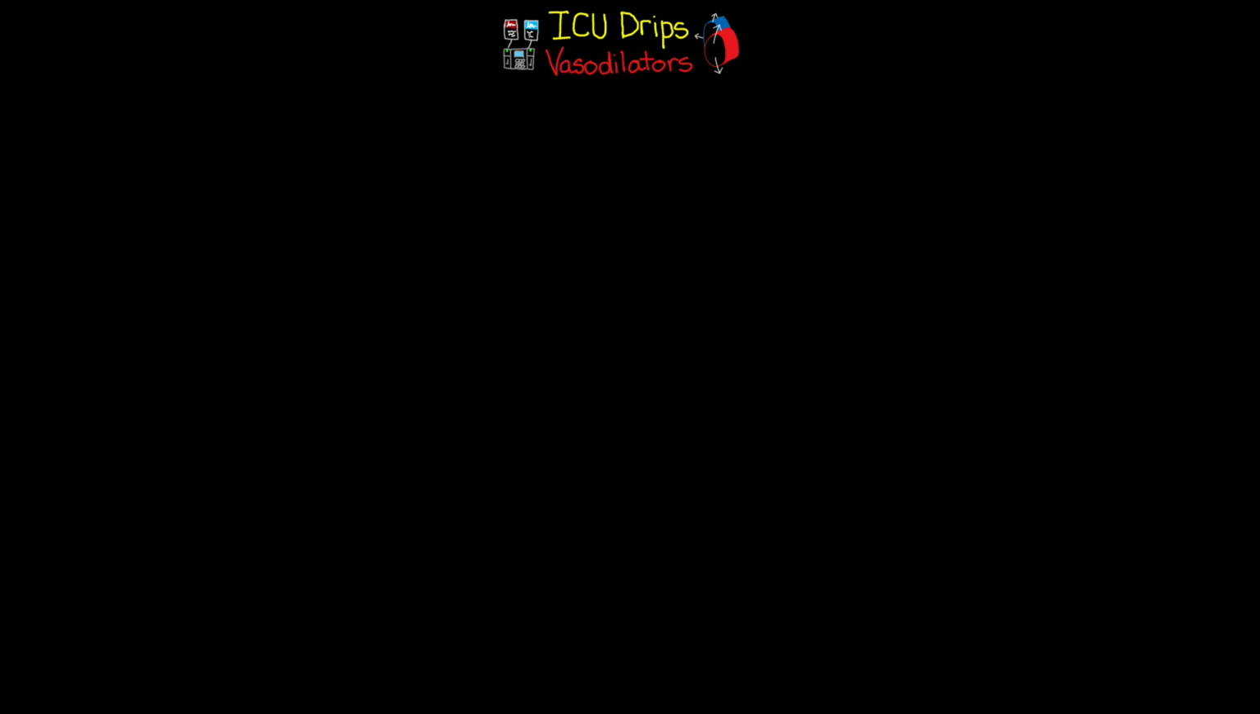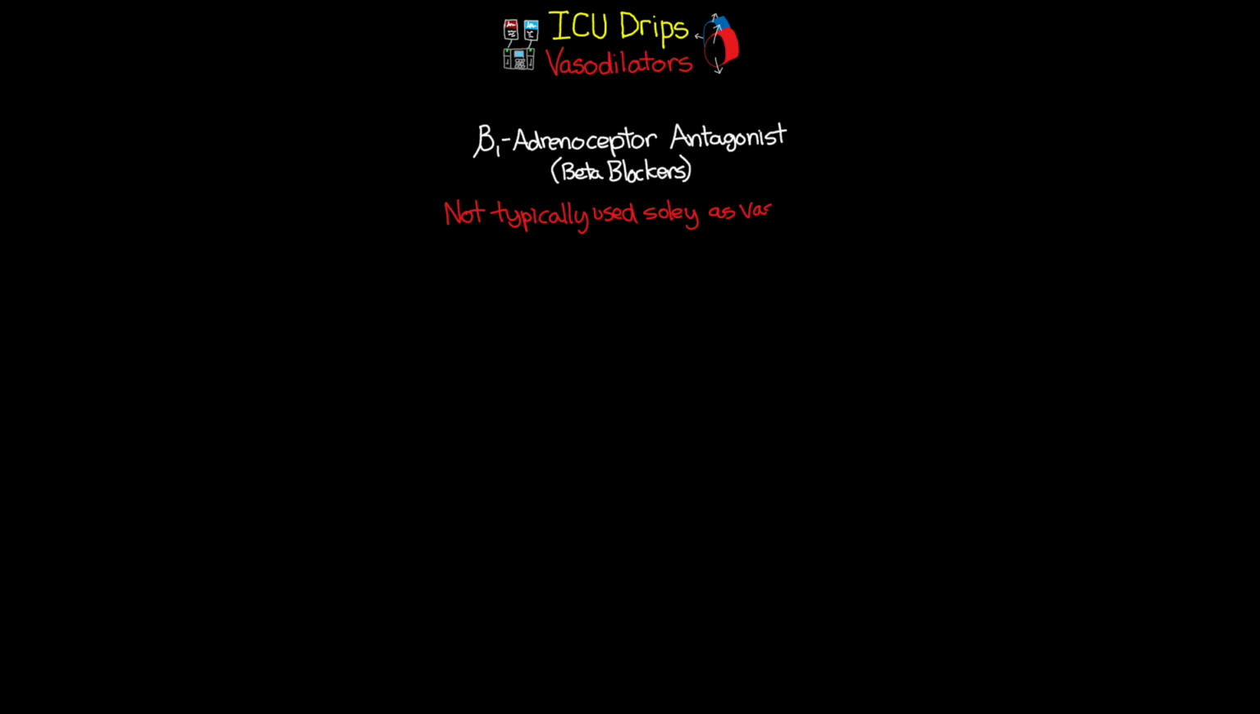All right, so now moving on to the next class, this is our Beta-1 adrenoceptor antagonist, or what we call beta blocker. Now, our IV beta blockers are not typically going to be used solely for vasodilation effects, but certainly at times they can be. For this class, these are competitive antagonists for beta-1 receptor sites. We're going to see the effects of this in the heart with a decreased heart rate and contractility, as well as in the blood vessels with smooth muscle relaxation.